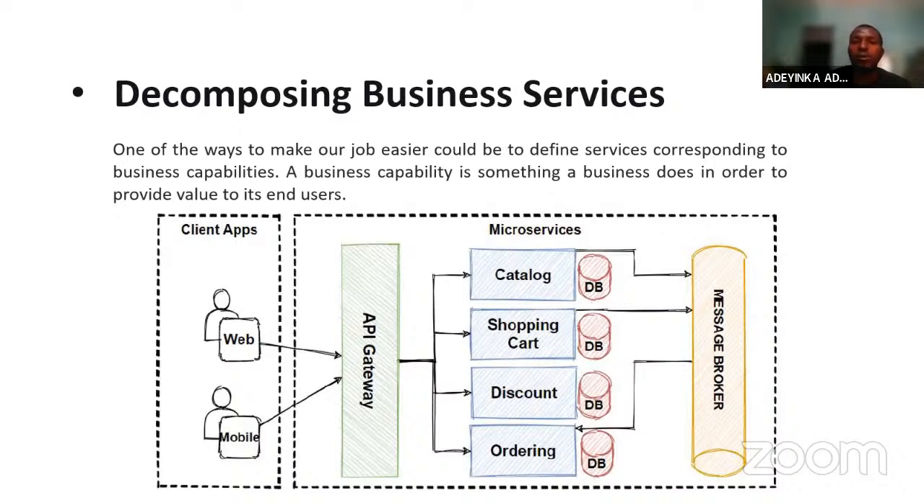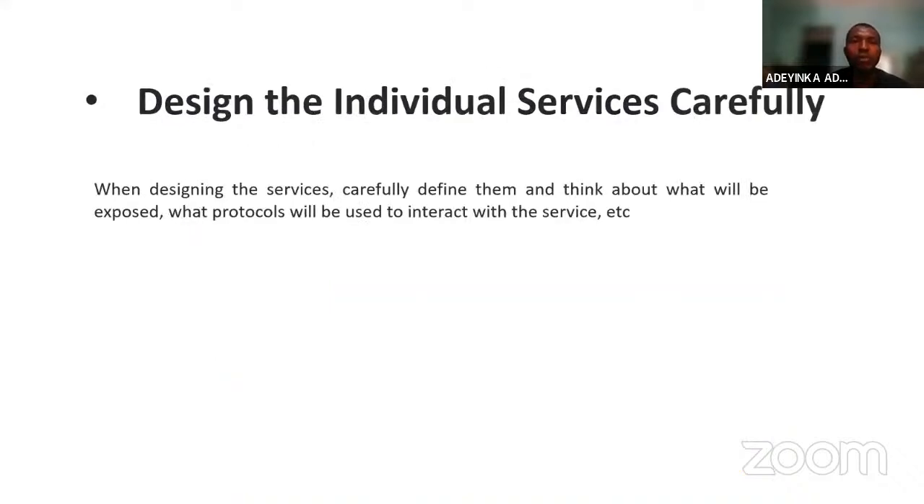an e-commerce solution or a website can be divided into subunits so that each of the independent units will function independent of the others. You can divide it into sections such as cataloging, having a different microservice for shopping cart, a different one for discount, and ordering, so that we can develop each one of them independent of the other. Once you are able to decompose your business into units, then the next thing is to design the individual services carefully.